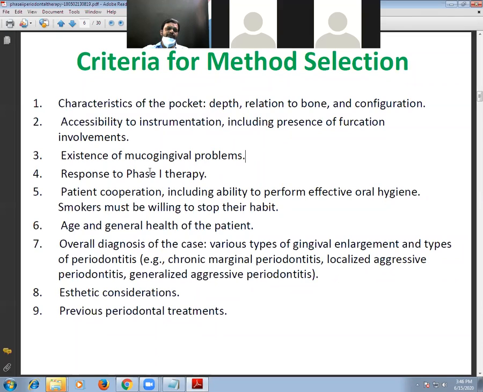Then response to phase 1 therapy. Then patient cooperation, including ability to perform effective oral hygiene. Smokers must be willing to stop their habits. So this usually is carried out during your phase 2 therapy. Then the overall diagnosis of the various types of gingival enlargement and types of periodontitis. Based on this, we make the selection of patients, and the previous periodontal treatment, whether the patient had previously undergone it. These factors are considered before planning for phase 2 therapy.